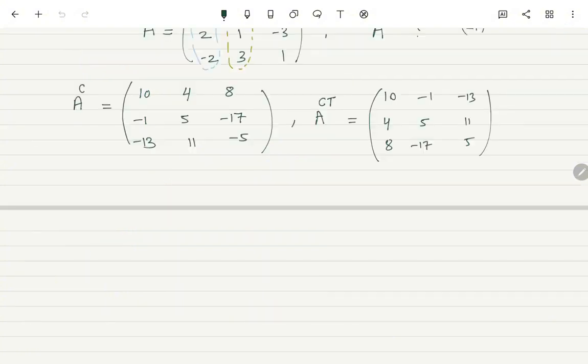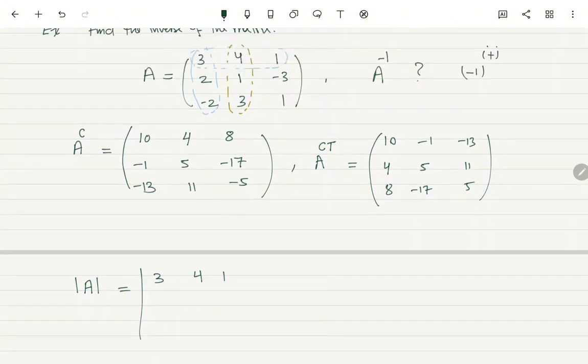Now let's find the magnitude of the determinant of the original matrix, 3, 4, 1, 2, 1, minus 3, minus 2, 3, 1. When you solve this, it will be 54.